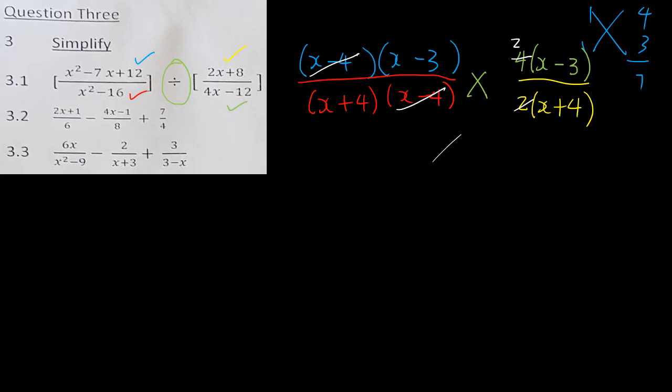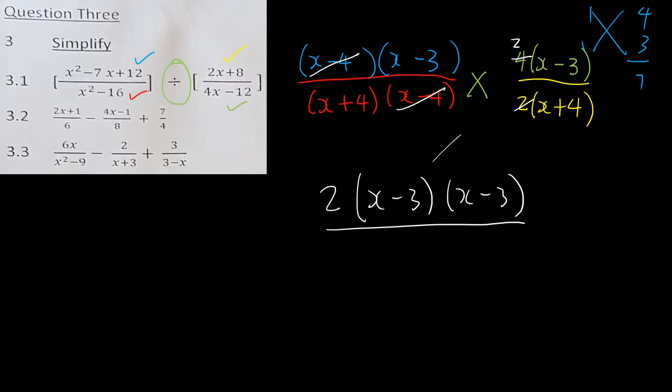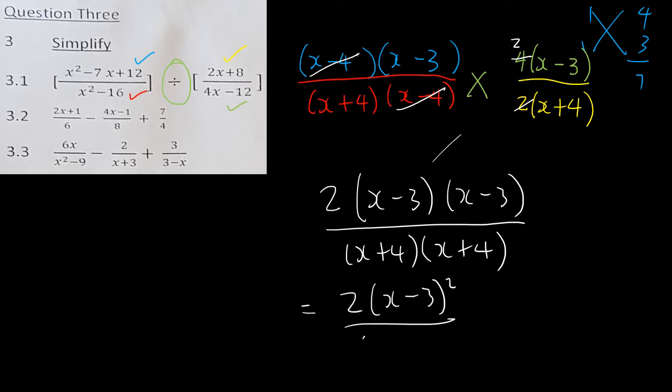If it was the other way around, the x plus 4 would be able to cancel and the x minus 3 would be able to cancel, but in this case you can't cancel off horizontally. So I'll write my answer down. Remember, there's a 2 there, so the numerator will be 2 into x minus 3 times x minus 3 over x plus 4 times x plus 4. And if you want to write it down further, you can say 2 into x minus 3 squared over x plus 4 squared.